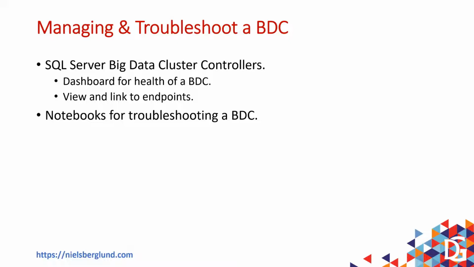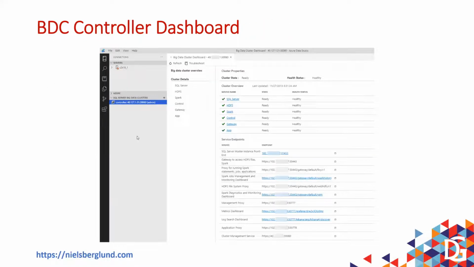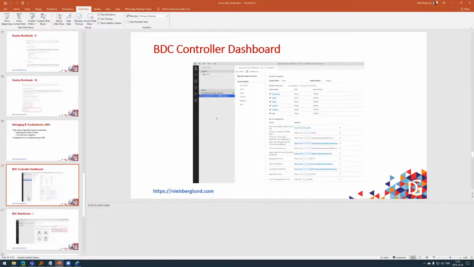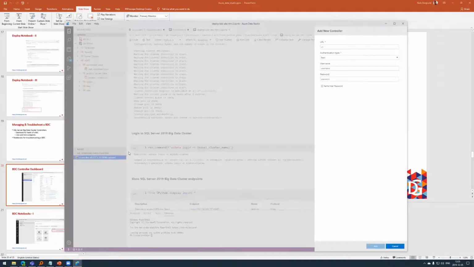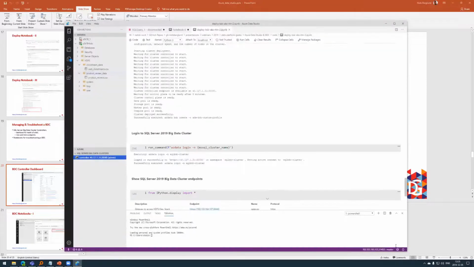So we have the controller, and then we also have built-in notebooks for troubleshooting a big data cluster. So let's have a look at that. Let's come back here to Azure Data Studio. You can see here my controller that I have set up. You can add more controllers if you have multiple big data clusters. You get an add controller dialog, etc. I won't do anything with that because I have my big data cluster controller here.